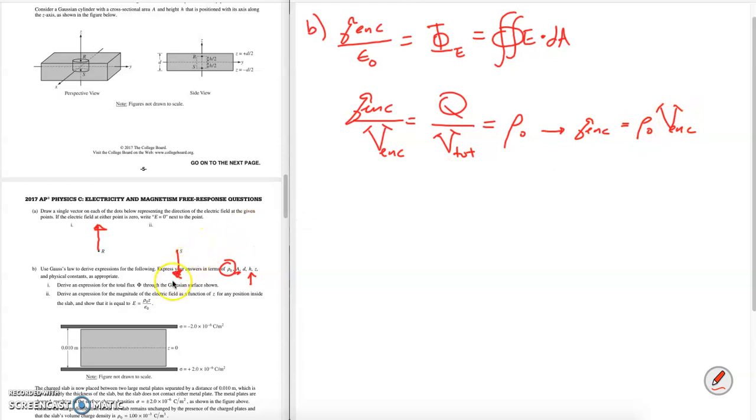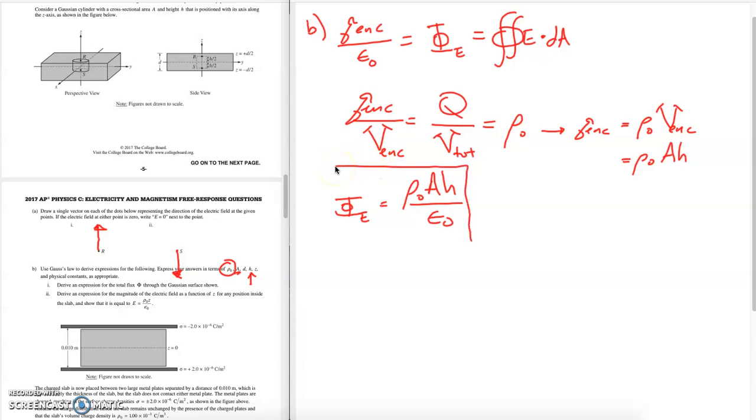Well, what's the enclosed volume? The enclosed volume is going to be the surface area times the height. So this is going to be rho naught, and then surface area and height, and that's the Q enclosed. So our flux is going to be the enclosed charge, which is rho naught A h over epsilon naught. And we're done. That's B part 1.